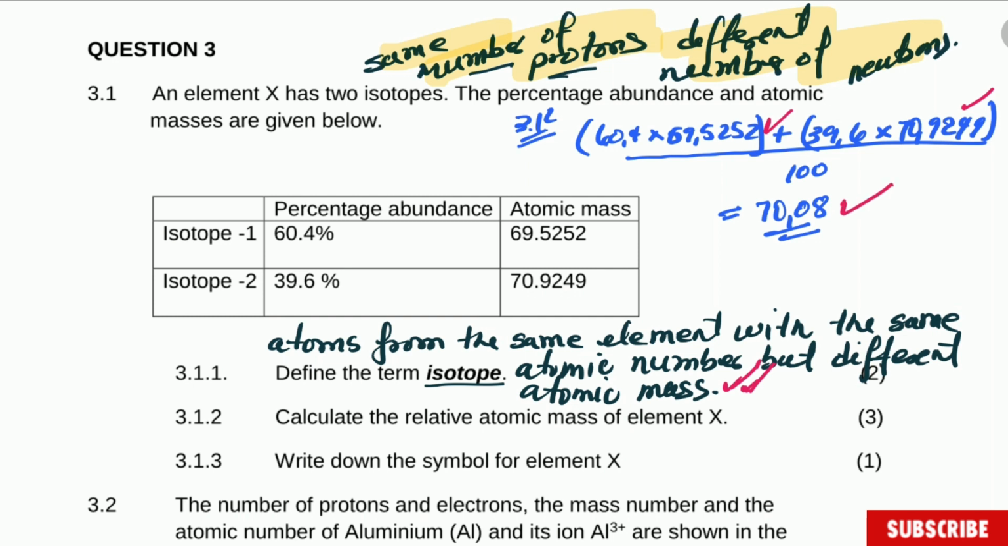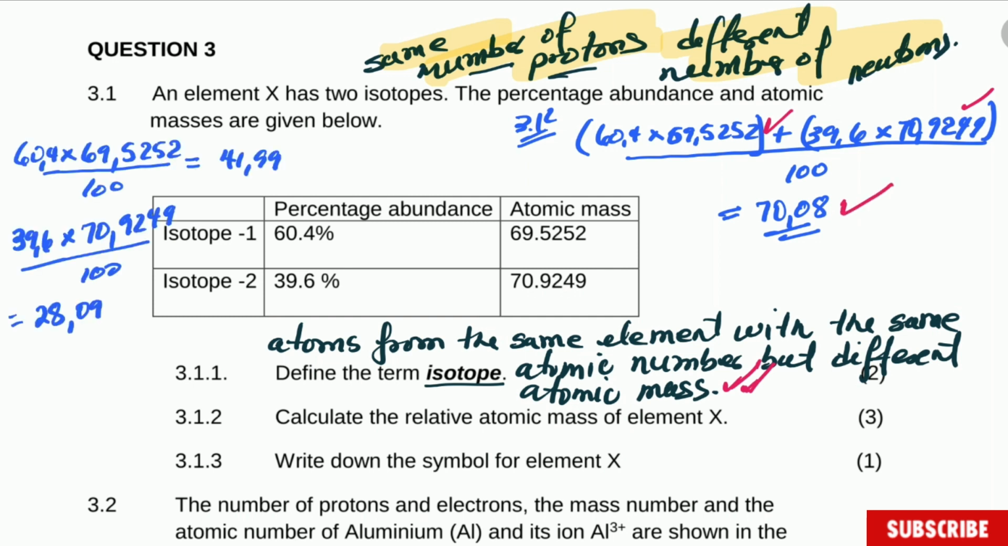It's quite simple. Alternatively, you can do it separately: you multiply 60 times 69,5252 divided by 100, and you multiply 39,6 times 70,924 divided by 100, you get answers, and then you add them: 241,99 plus 28,009, and you will get 70,08. This is option 2. So you can do either one. It's up to you entirely which one you prefer.